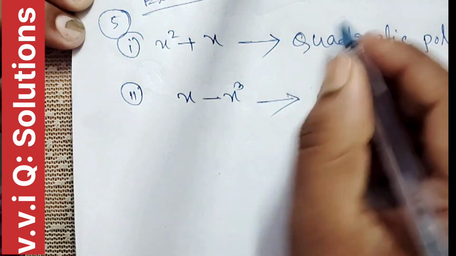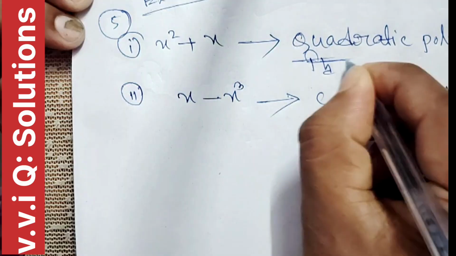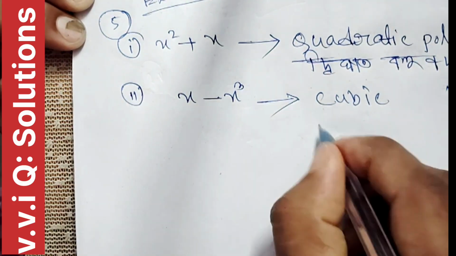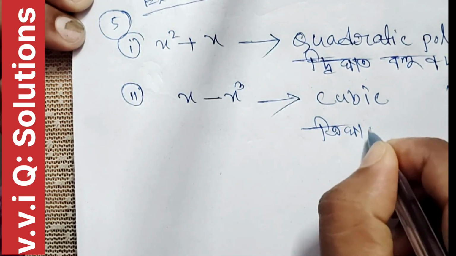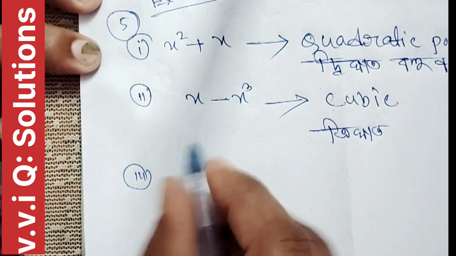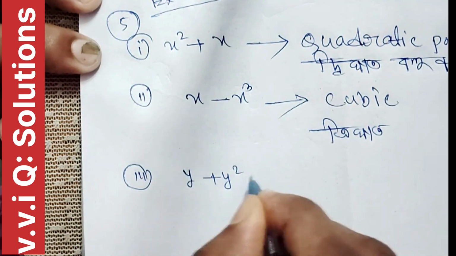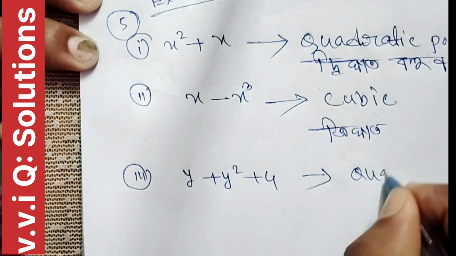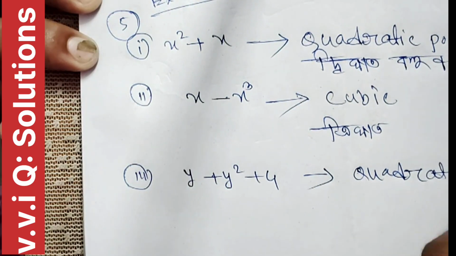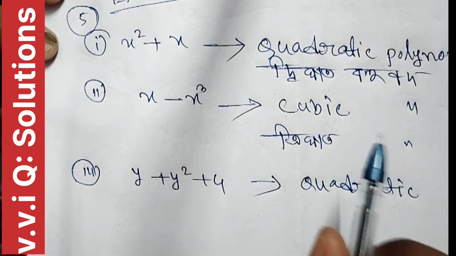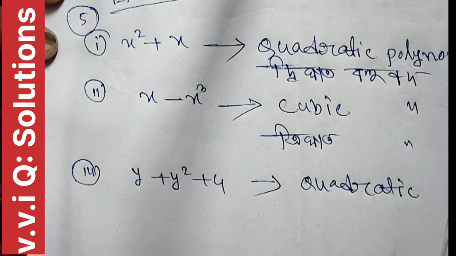In Assamese medium it is written as quadratic polynomial, and this one will be cubic polynomial. Okay? So next, third number: y plus y square plus 4. You see the variable's highest power is 2, so this one is also a quadratic polynomial. Those who are Assamese medium must also learn English medium, because in upper classes everything is in English.